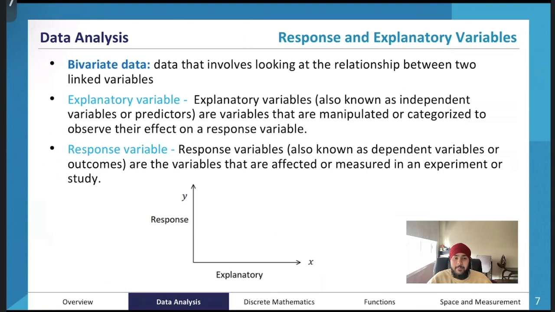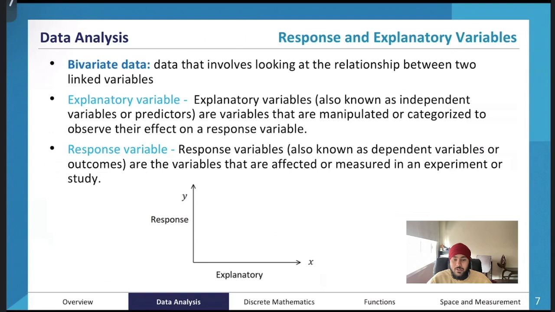Basically, what that means is if the explanatory variable changes, then there would be a direct effect on the response variable. And thereby the response variable, which is also known as the dependent variable, or the outcome, is the variable that is affected or measured in response to the changes in the explanatory variable.